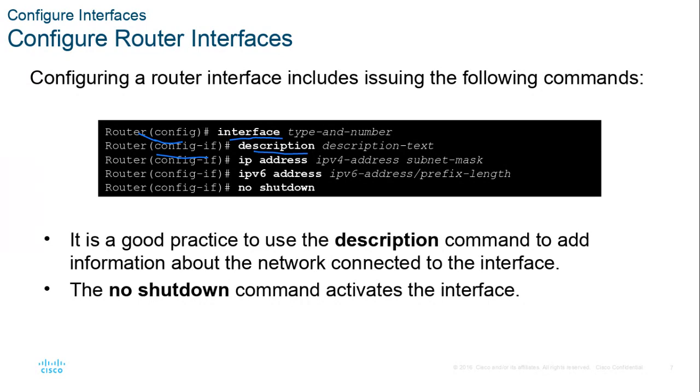Once I type that interface number, the prompt changes to config-if, and I can put in the description keyword, which is optional. No code is executed. It's just a way of adding a comment to refresh my memory about something. Then I can put in an IP address, which is an IP version 4 address, or I can put in an IP version 6 address. And when I'm ready to start using that interface, I'm going to physically turn it on with the no shutdown command. Shutdown means disable, no shutdown means enable.